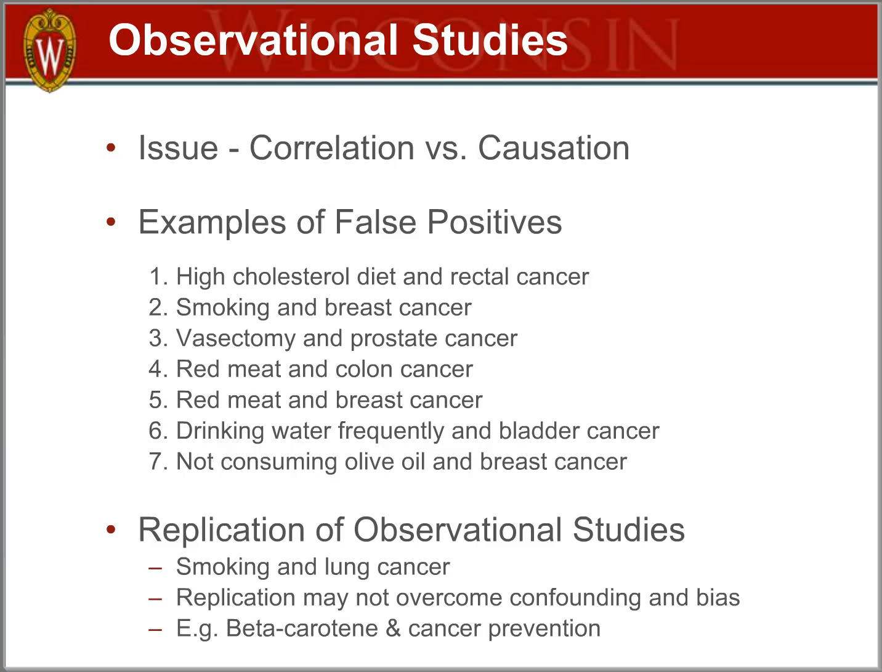A very interesting example is the studies of beta-carotene and their association with cancer. Many observational studies showed that low levels of beta-carotene were associated with high incidence of lung cancer. Yet when trials were conducted, increasing the levels of serum beta-carotene, they in fact did not reduce the cancer incidence, but in fact increased it. So just because studies are replicated doesn't mean we still have gotten the cause and effect answer.